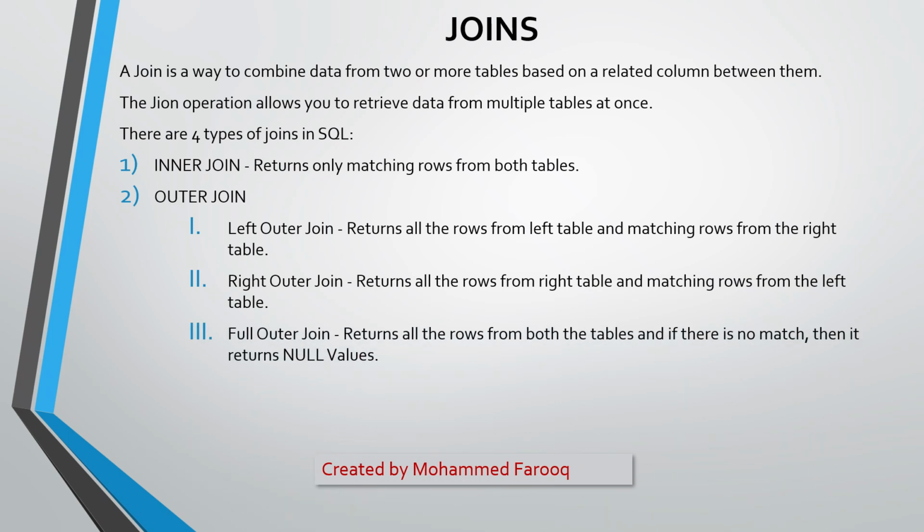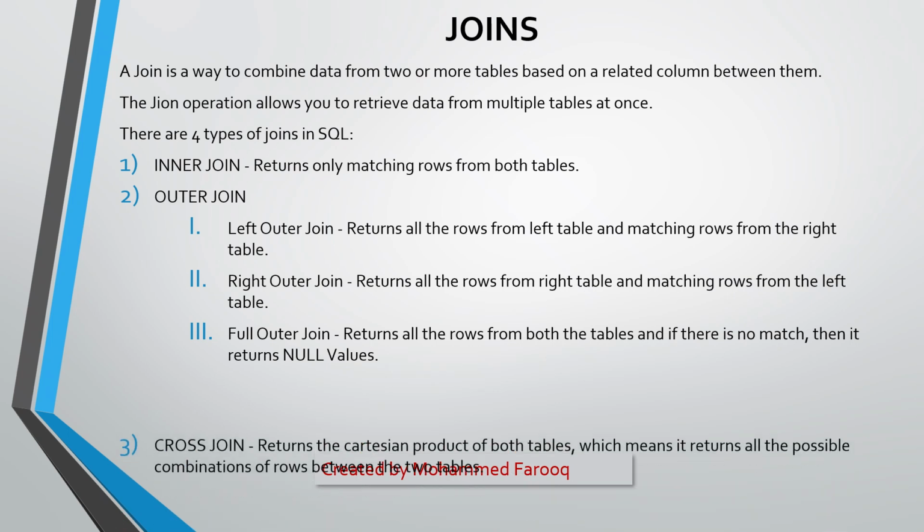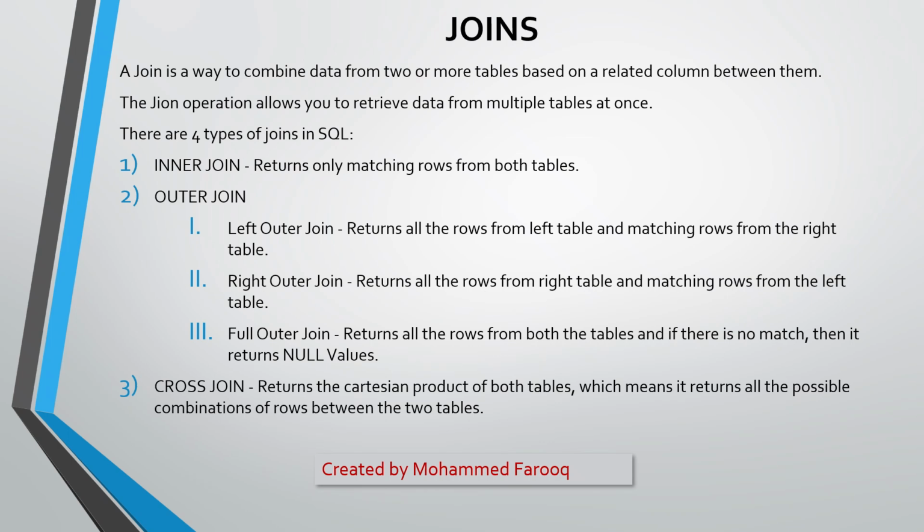Number 3. Full outer join. Returns all the rows from both tables, and if there is no match then returns null values. And the third type, cross join, returns the Cartesian product of both tables, which means it returns all the possible combinations of rows between the tables. Fourth point, self join, joins the table to itself.